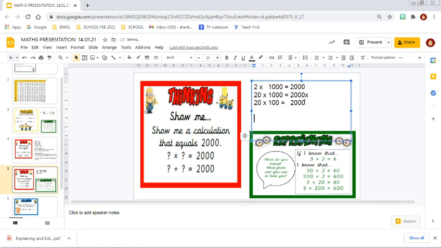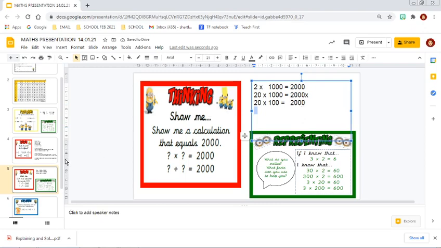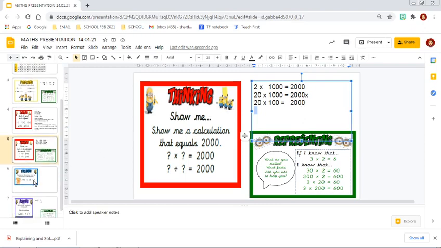So those are just a few working examples for you. I would like you to have a go at showing me 2 of your own. I know some of you may want to show me more. Please show me more if you would like to.